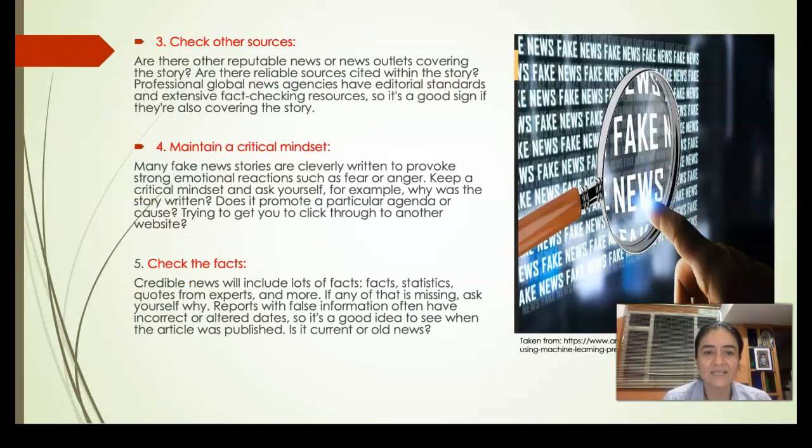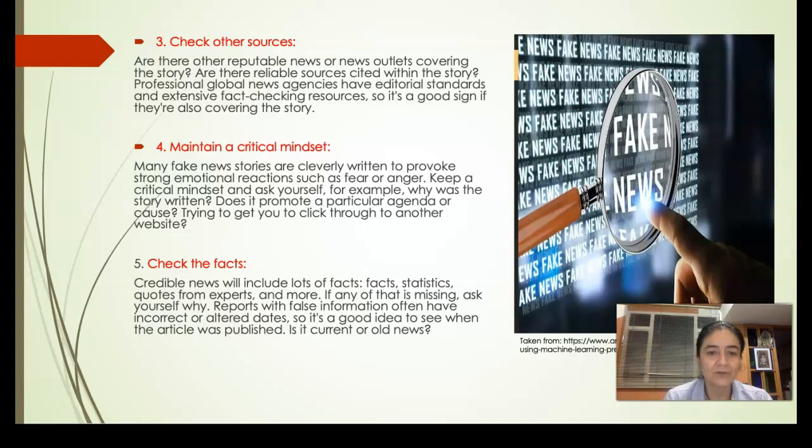The other tip is to check other sources. Are there other reputable news outlets covering the story? Are there reliable sources cited within the story? Professional global news agencies have editorial standards and extensive fact-checking research, so it's a good thing if they are also covering the story.